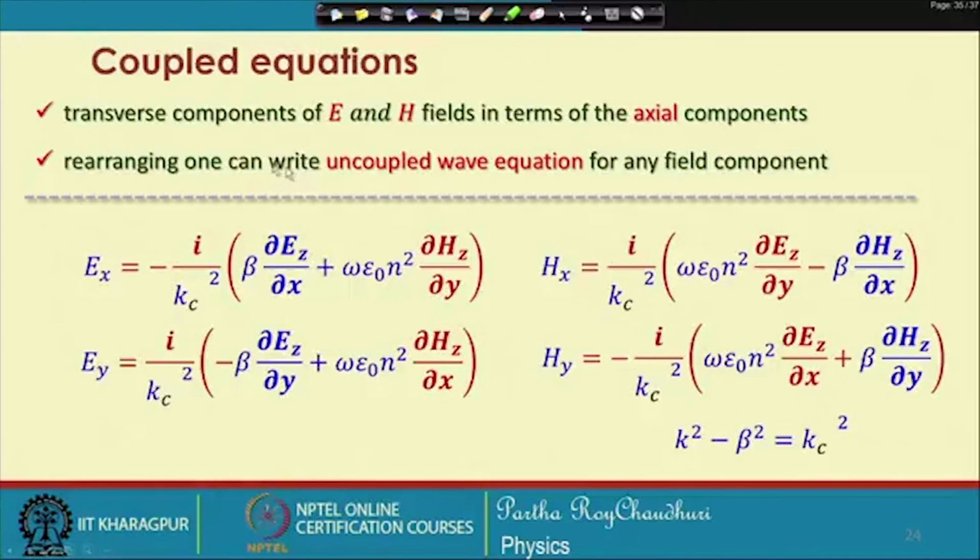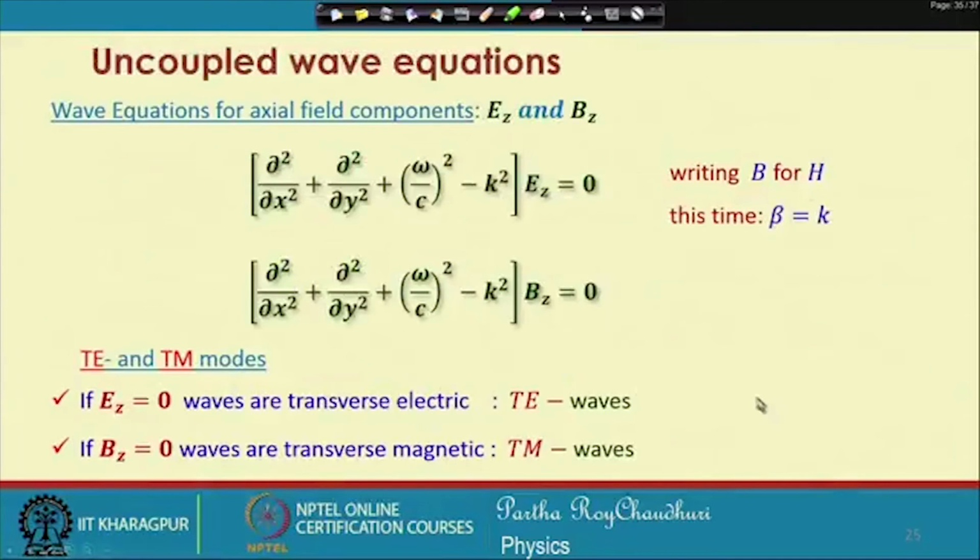Now, let us remember that we have seen that all the transverse components of the electric and magnetic fields can be represented in terms of the longitudinal components of the electric and magnetic fields. The same equation, a set of 4 equations, where k c is the transverse component of the propagation vector, and k is the total propagation vector, this is the z component of the propagation vector.